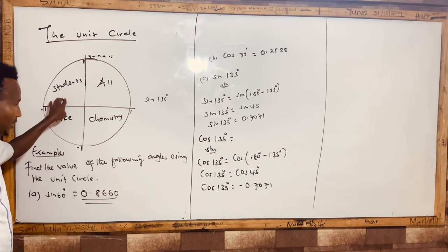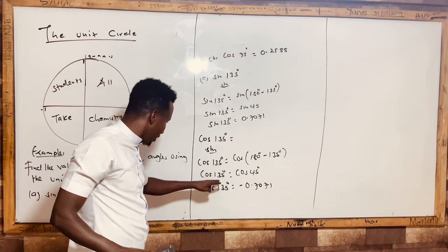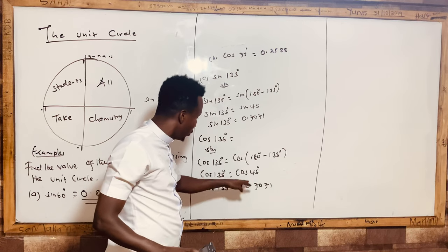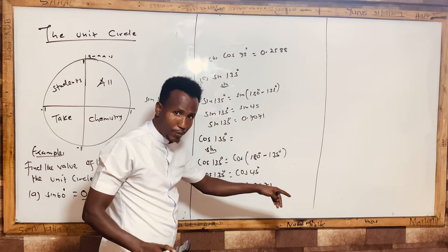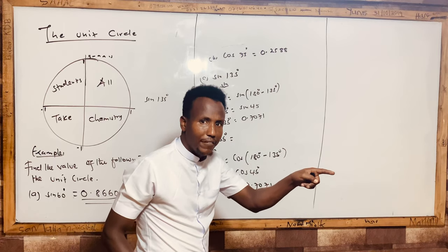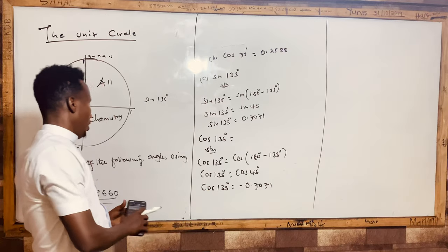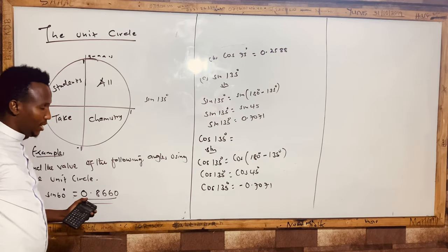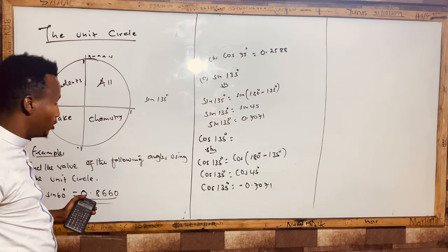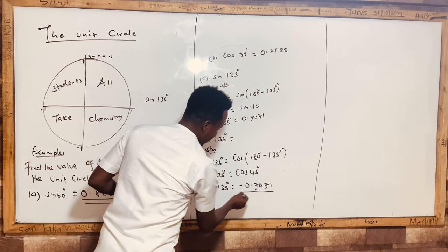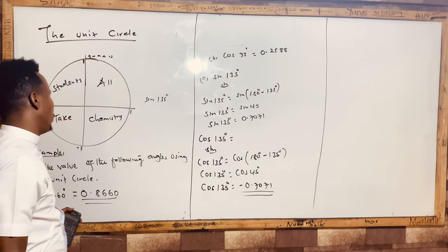Just understand that. So for cos, get the supplementary angle of this one, which is 45. Get the cos value from the calculator. Then give it the negative sign. So this is the final answer, for your information.